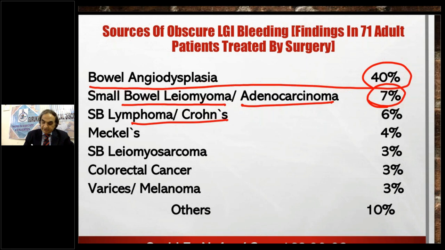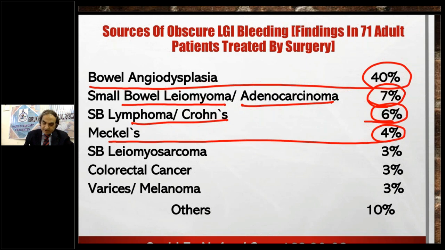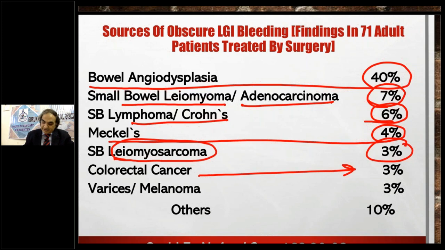Crohn's, small bowel lymphoma, 6%. Meckel's in 4%. And leiomyosarcoma in 3%. And colorectal cancer in 3%. I don't want you to worry about it. Varices and the other causes 3% each. Others are grouped as 10%. So this slide you can keep with you, and maybe it will help you understand.